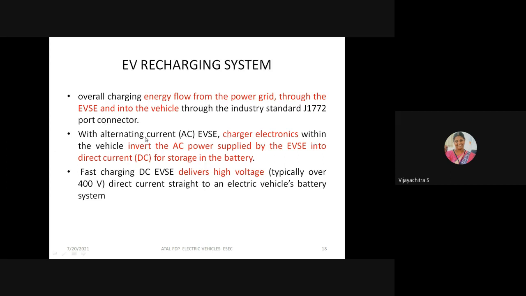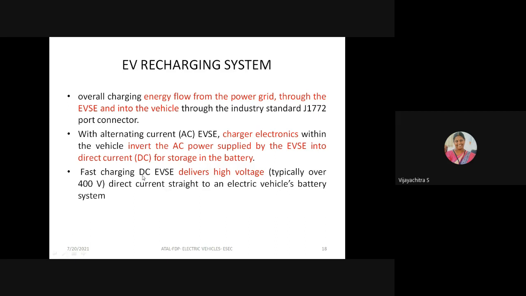Here, with alternating current AC, the EVSE charger electronics within the vehicle invert the AC power supplied by the EVSE into DC current for storage in the battery. So whatever AC current we provide can be converted to DC, and that DC current can be stored in the battery. The power electronics include the conversion of AC to DC.